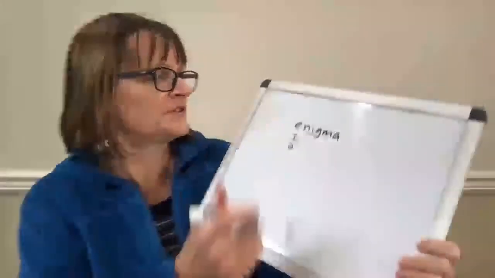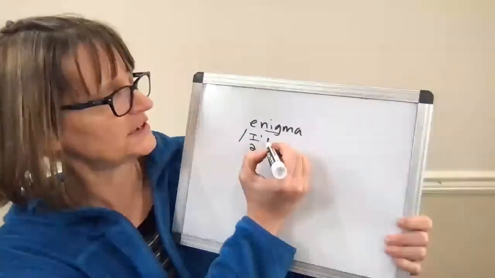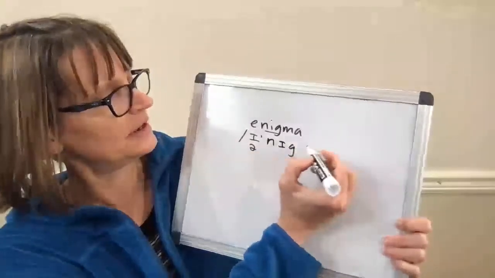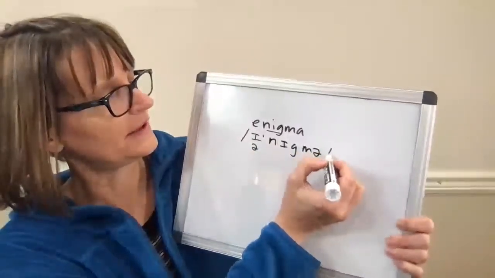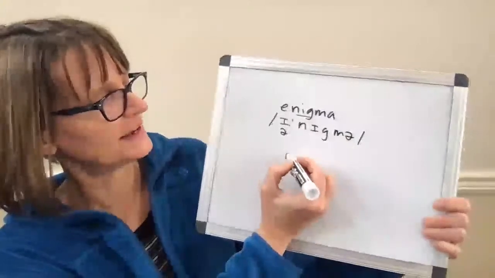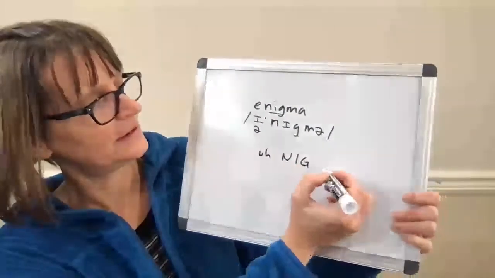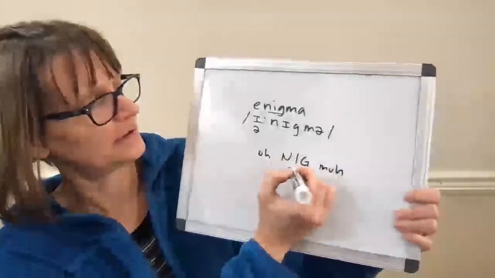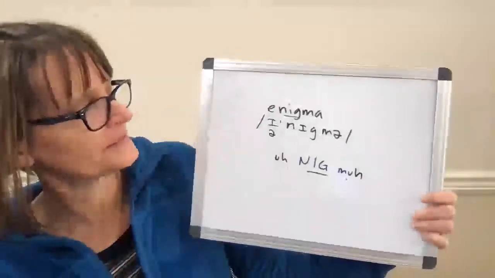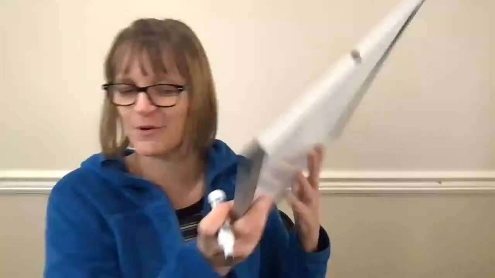And so you'll see the I, the stress symbol, our nig, and then the letter A at the end is going to be a schwa. So it sounds like I or enigma. Enigma. That's an enigma. Okay. Another difficult word spelling-wise, and a little bit pronunciation-wise too.